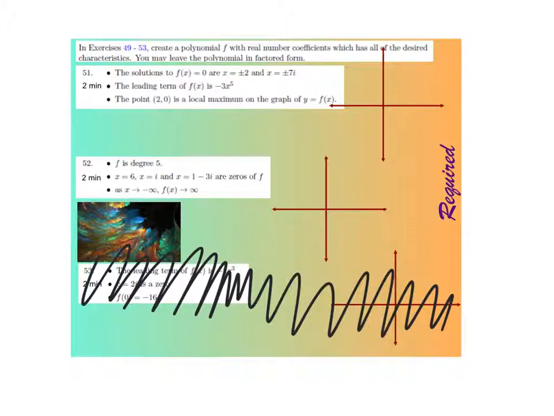Okay. That was the second day of complex numbers. That's all I got for you for today.